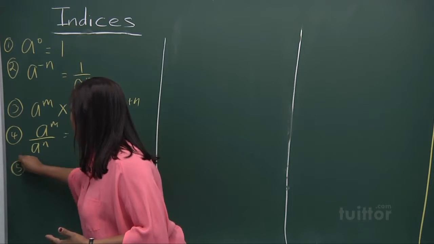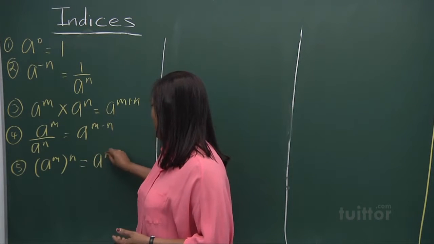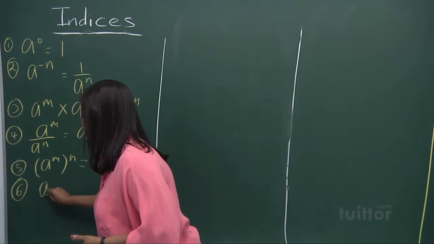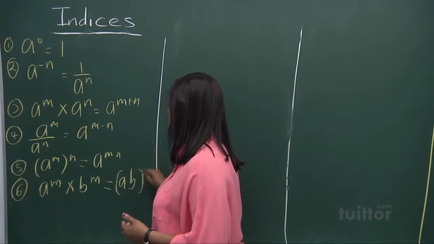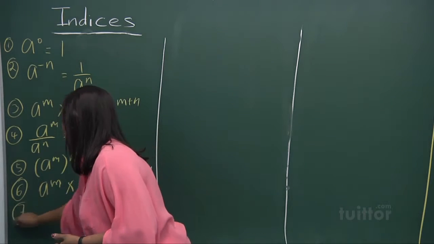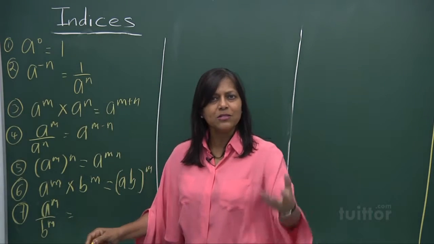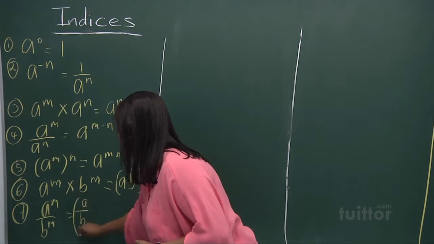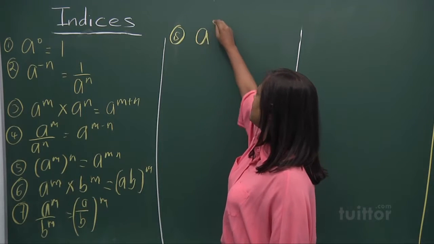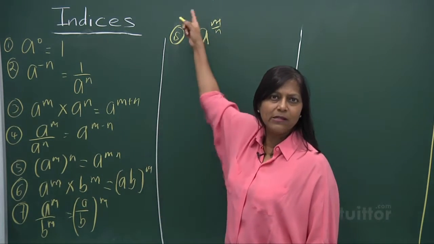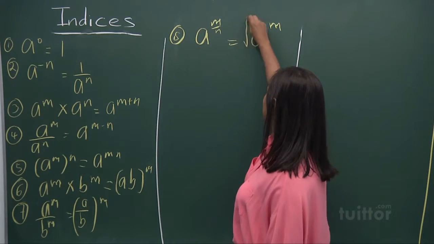The fifth law, a very powerful law, power of a power: (a^m)^n, you get a^(mn). And the sixth law, if they have the same power, two different numbers, and you're multiplying them, just put them together, (ab) to the power of m. And the seventh law, if you have a^m divided by b^m, you've got the same power, so take that out and you get (a/b) to the power of m. The last law, the eighth law, is if you have a to the power of m over n, a rational number, you get the nth root of a to the power of m. Here m is the power and n is the root.